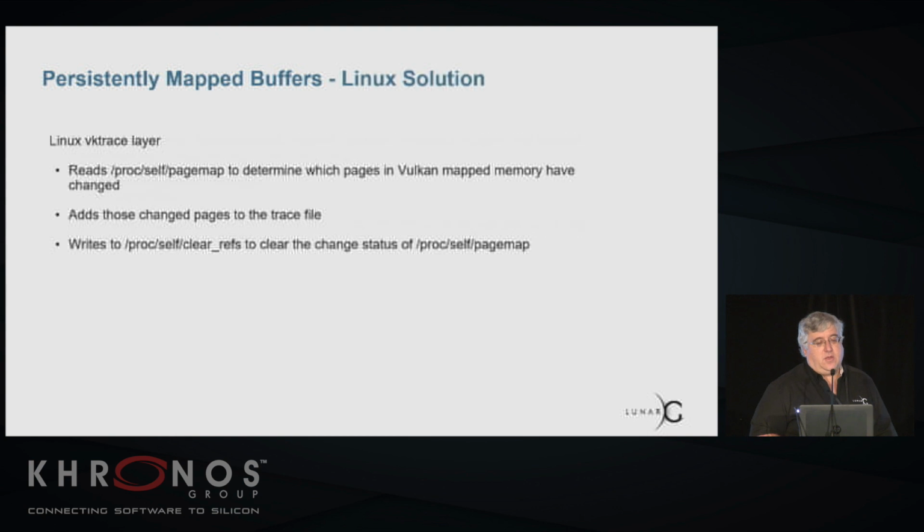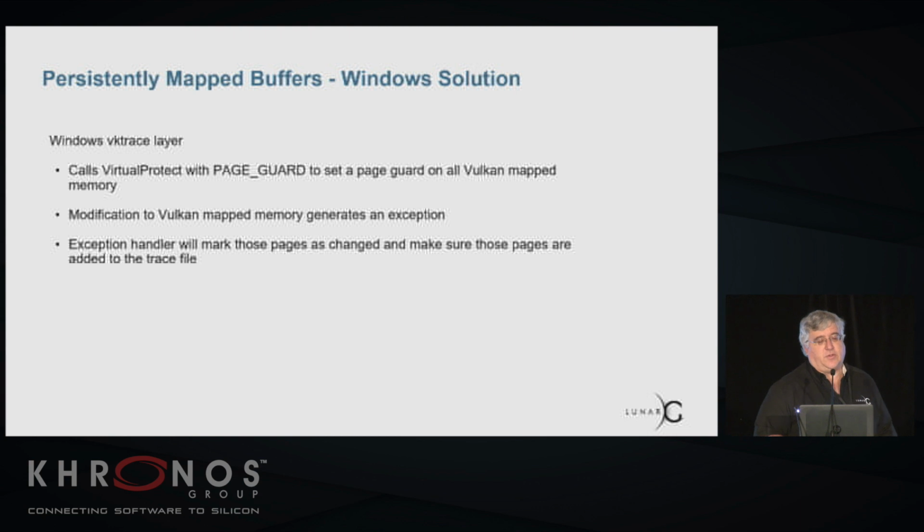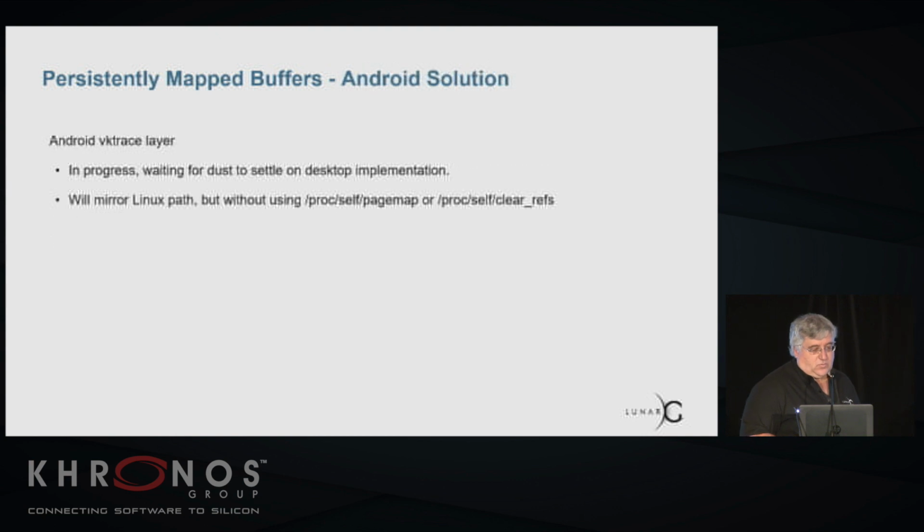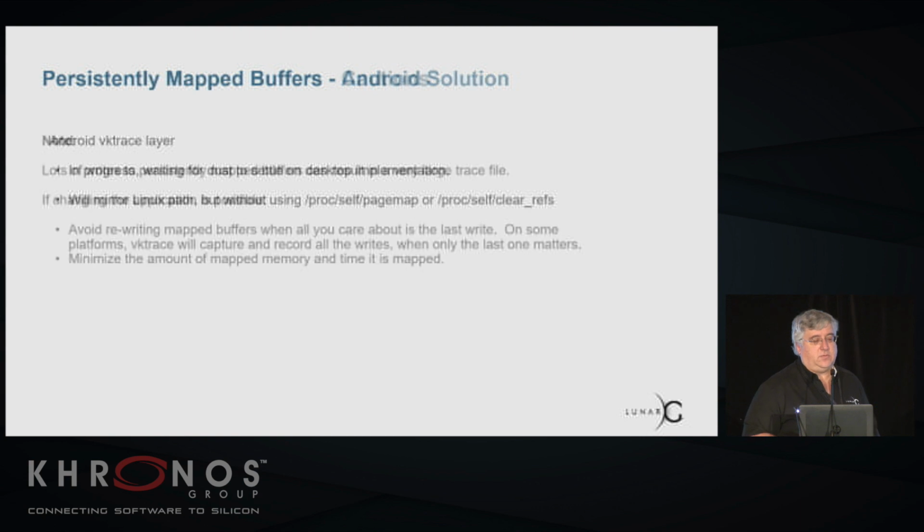On Linux, we use the kernel page map facilities to detect dirty pages, and we write those to the trace file. And then on Windows, we use a similar thing called PageGuard, which more or less serves the same purpose. And Android's going to be adding similar capabilities shortly. We'll probably follow the model on Linux, not too surprisingly.